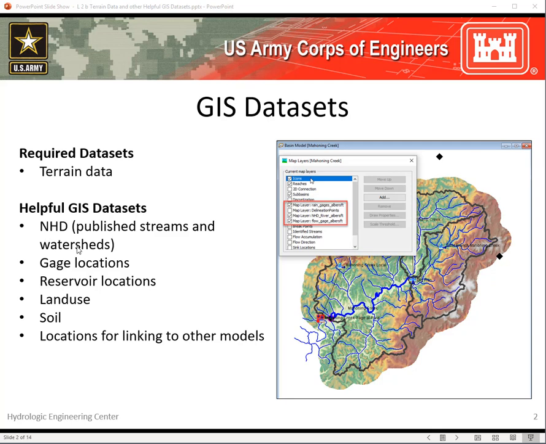And so types of GIS data sets that hydrologic modelers should gather include the National Hydrography Dataset, NHD dataset, and that provides you with published stream information, so digitized streams across the United States, and also digitized watersheds can be gathered, or they are part of the NHD dataset.